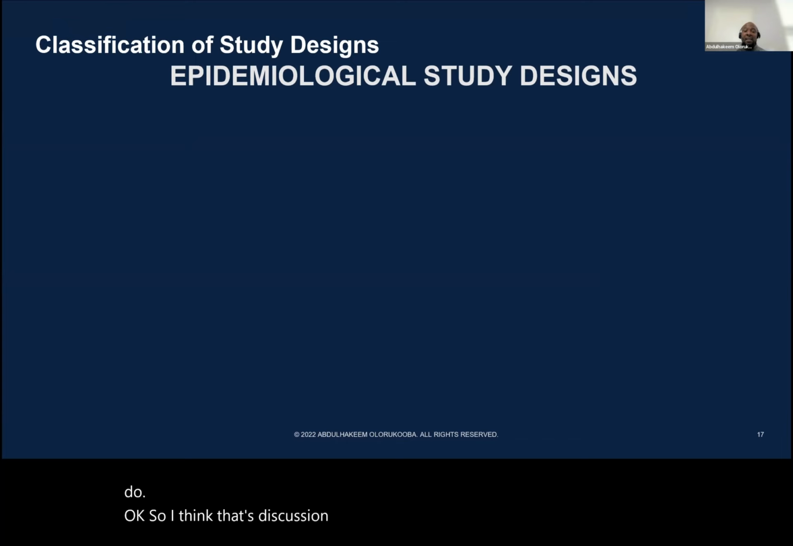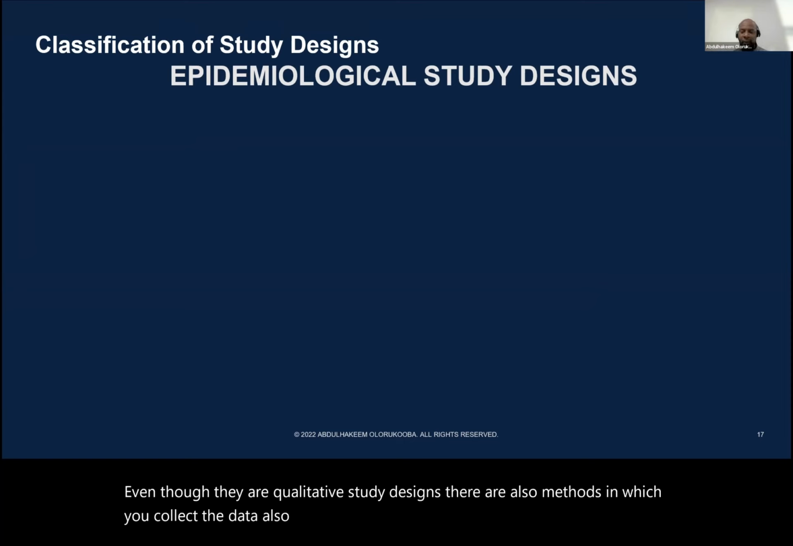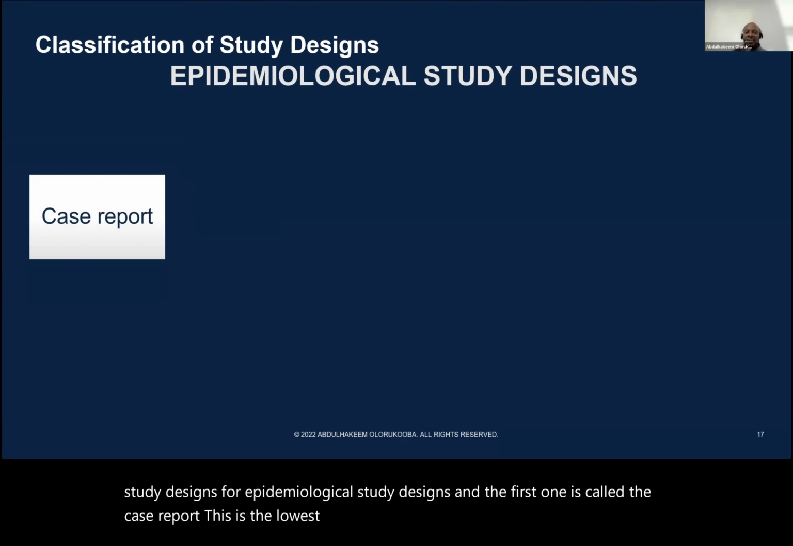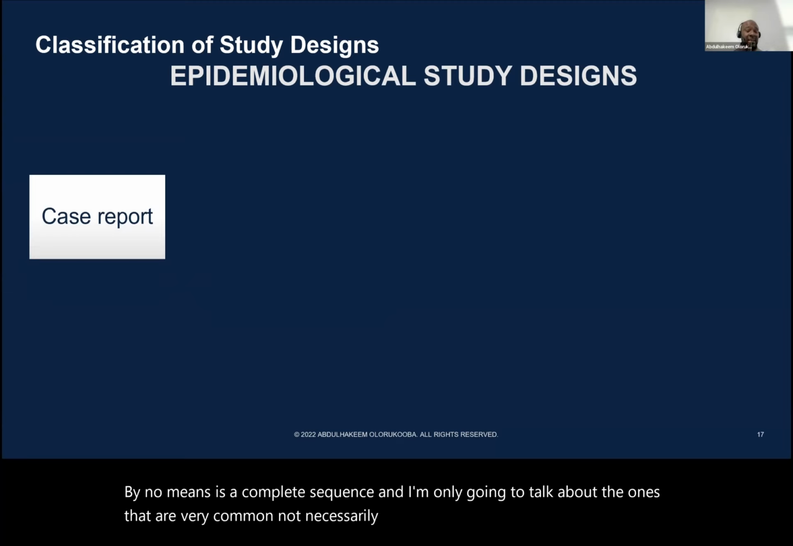Just know that even though there are qualitative study designs, there are also methods in which you collect the data, also qualitative methods. We're going into study designs for epidemiological study designs, and the first one is called a case report. This is the lowest level. I tried to arrange this in a sequence. By no means is this a complete sequence, and I'm only going to talk about the ones that are very common, not necessarily the ones that are accepted in the college.